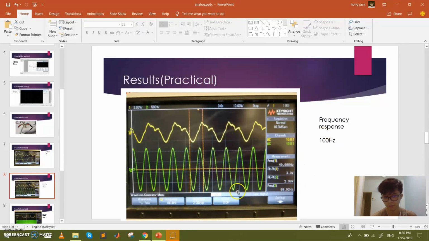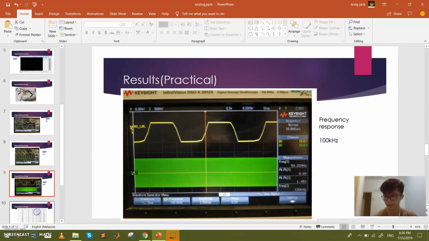And then the next one will be 100 kilohertz, where it has a very high frequency, and as you can see here, the peak to peak for the output will be 9.8, where it has increased drastically. The input will be 1.45.